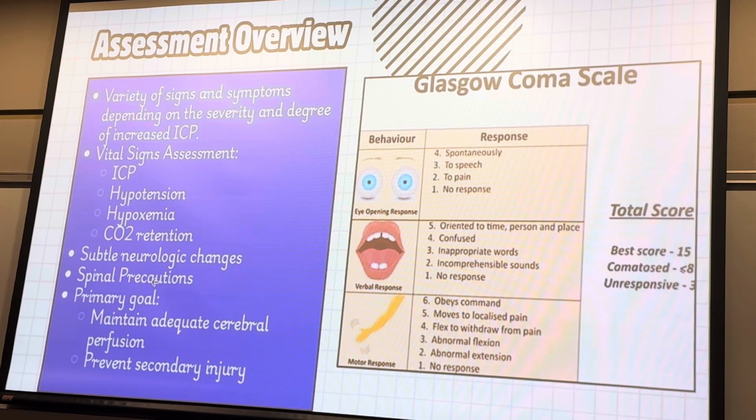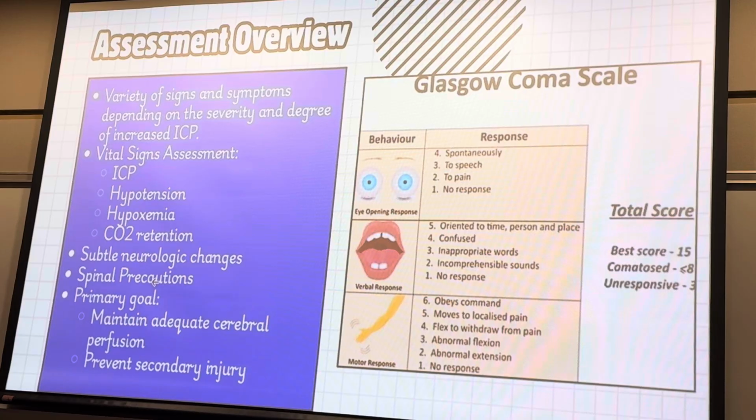Remember, big things neuroassessment-wise, changes in LOC. That's going to be our first one. That's going to be that slight, subtle thing that we're going to see before all this other big, bad stuff is going to occur. You may just see a slight change before that big emergent event occurs. Also going to monitor ICP, hypotension, hypoxemia, maybe some CO2 retention, depending on if my airway is compromised.